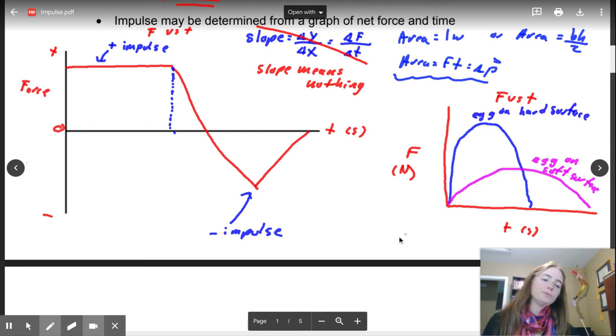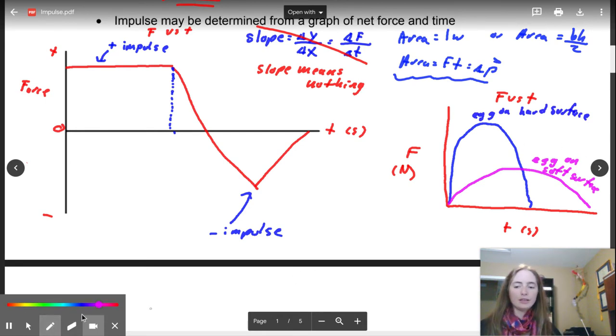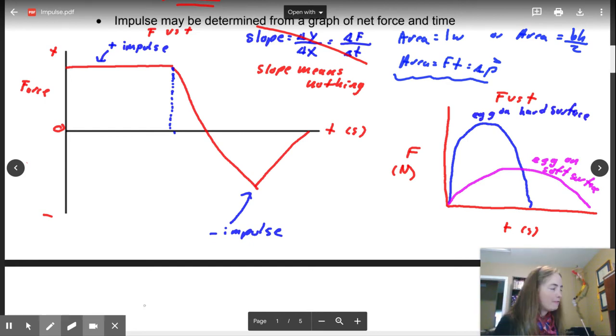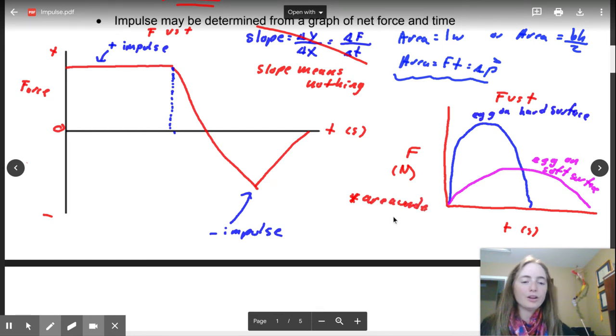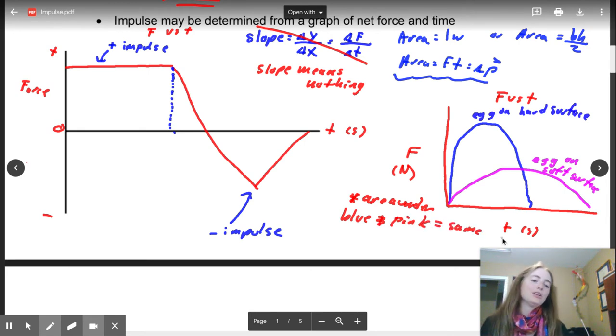When the graphs are actually done properly with the right numbers, the area under the blue line between that and the x-axis, and the area under the pink line, is going to be the same. So area under blue and pink is going to be the same. So what does that mean? What does the area under the line of the graph mean?